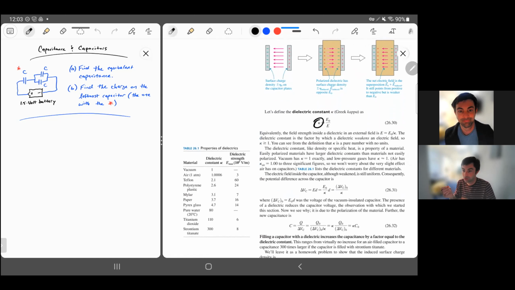So imagine you have two pieces of metal, and you want them as close as possible, but they can't touch, or else it would just be one conductor. So you have a piece of paper in between them. Well, that piece of paper is going to modify the capacitance of the capacitor by a factor of 3.7, which is a good thing if you're trying to increase the capacitance as much as possible.